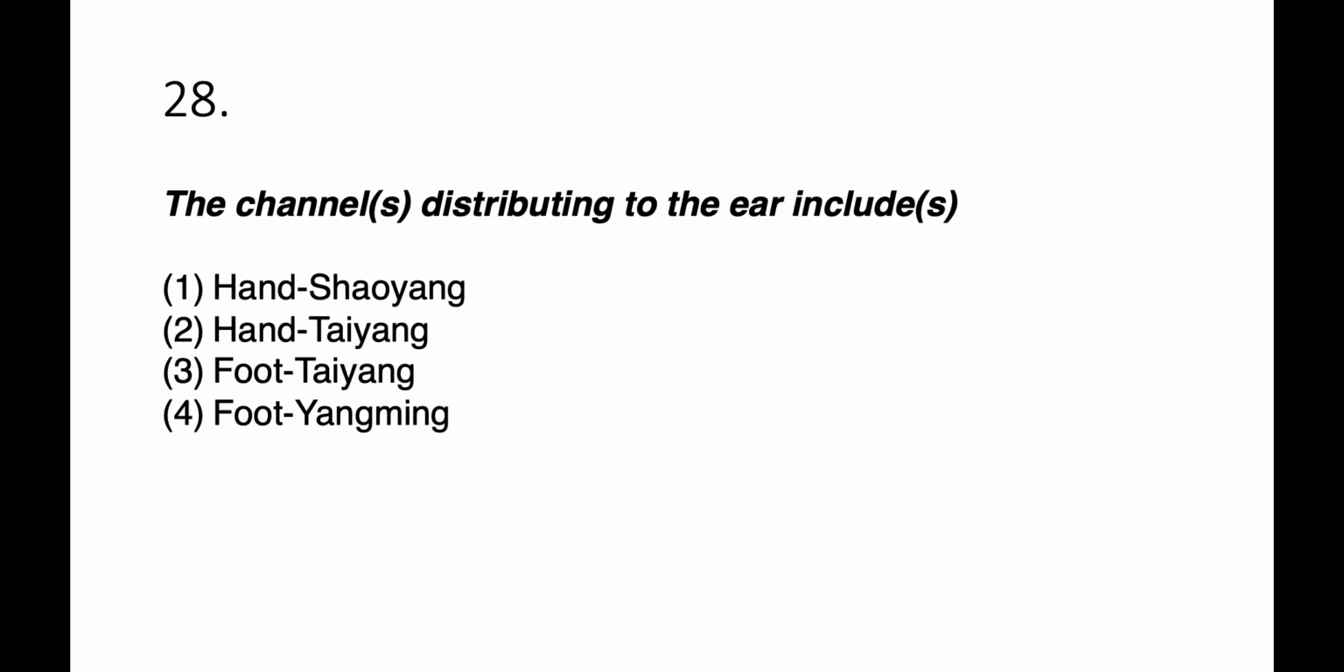What about hand Taiyang? Small intestine. Okay, small intestine. Tapos sino pa to? Isa, foot Taiyang. Bladder channel. Foot Taiyang. Sino si foot Taiyang? Urinary bladder. Okay, very good. What about si foot Yang Ming? Stomach. Okay. So yon na.